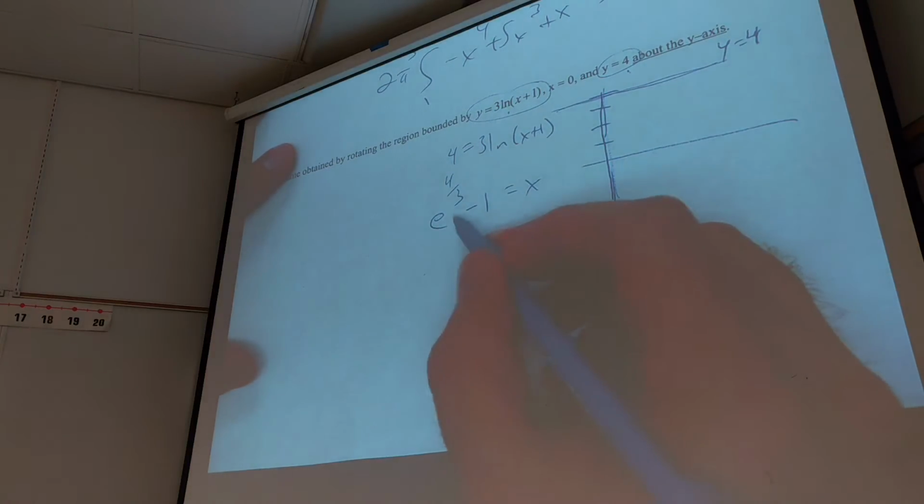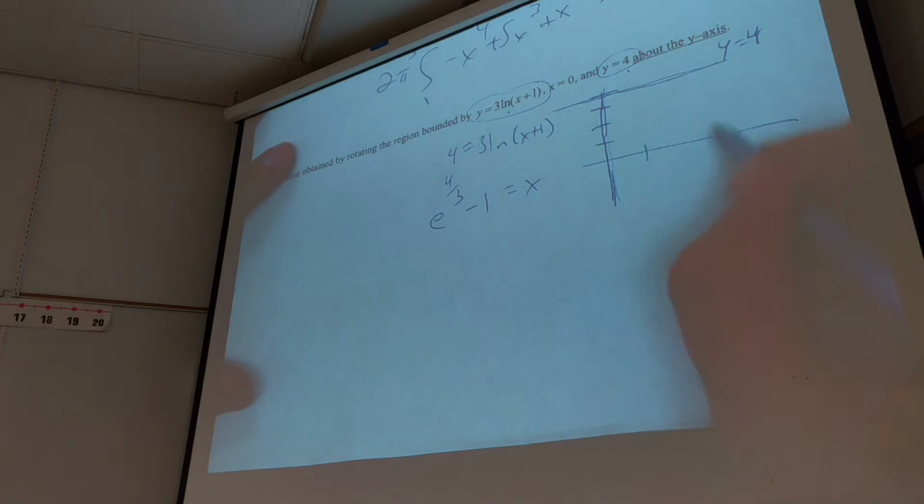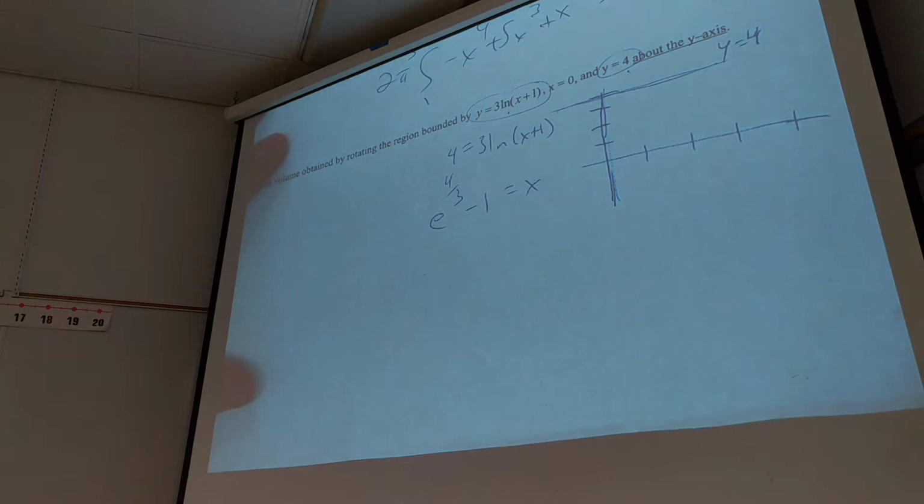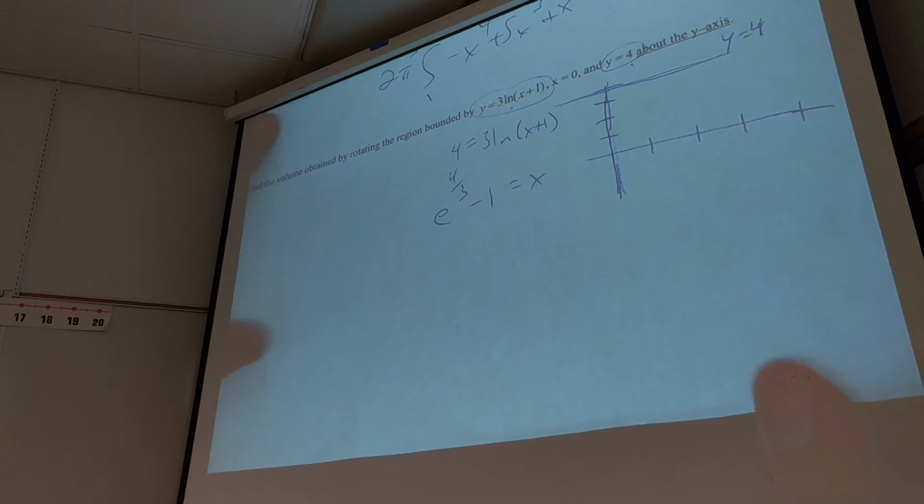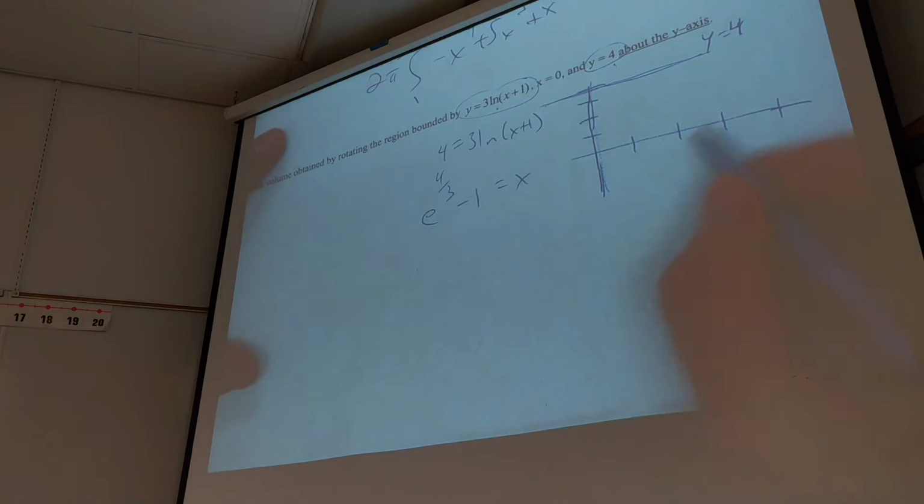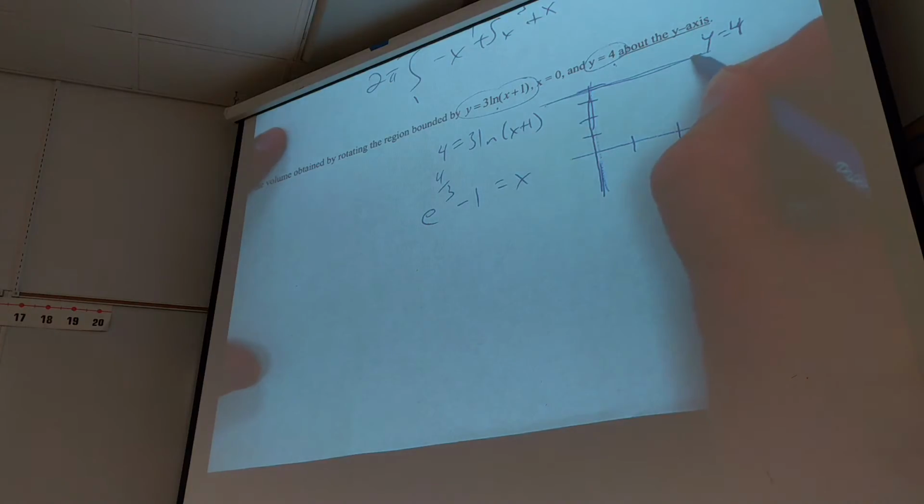So what is that roughly? I mean, what does it come out to be? A little more than 2 maybe? Or a little more than 3? No, a little more than 2. 2.79. Oh, okay. So in the middle. Alright. So 2, so it's about right here. So for this x value, it hits there.